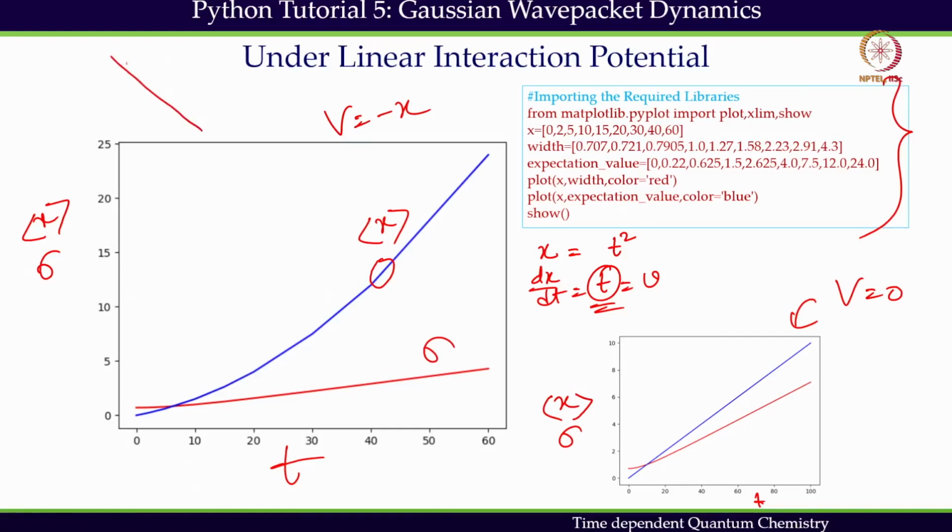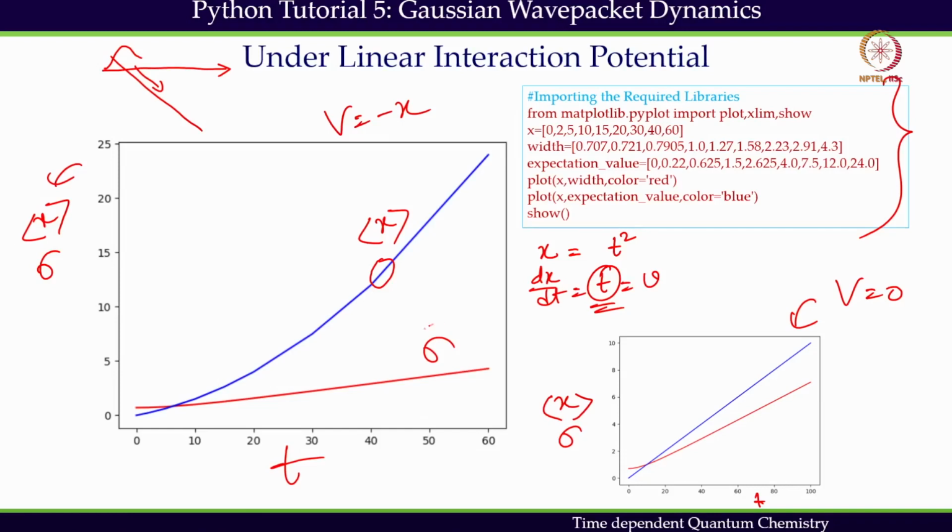Classically also it should happen. If I have a ball sliding down this slope, it is slowly accelerating, which means the velocity depends on time. Similarly, when a wave packet is created here and propagates in space, it will be accelerating. Its velocity is increasing, and that's why the mean position, or center of the wave packet, is nonlinear with respect to time.